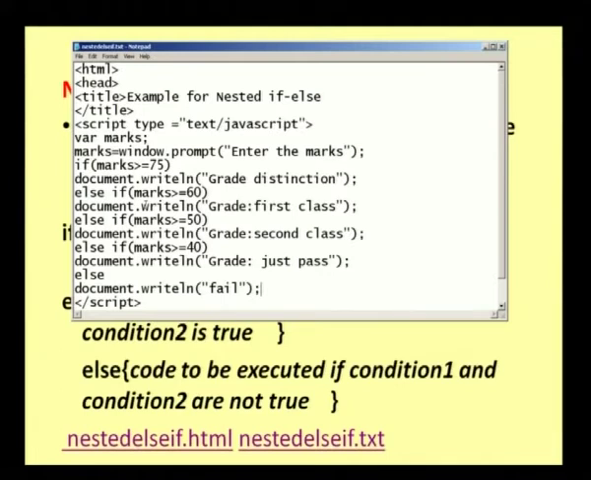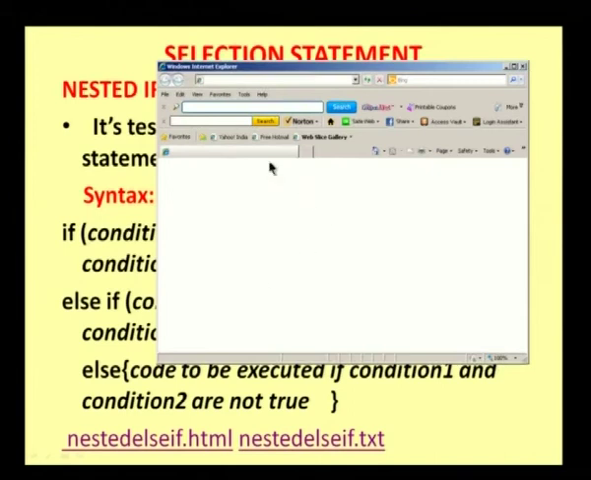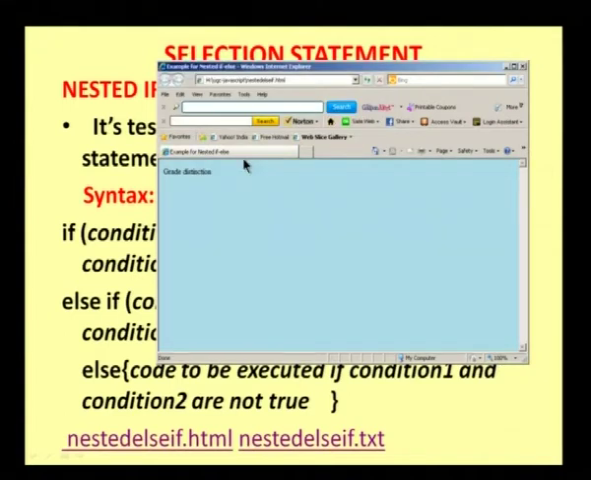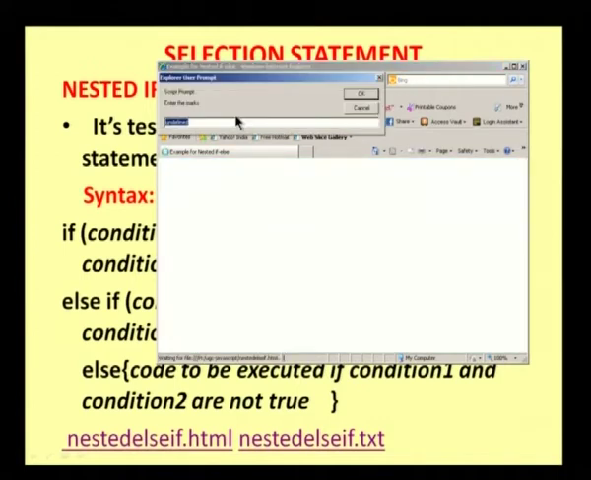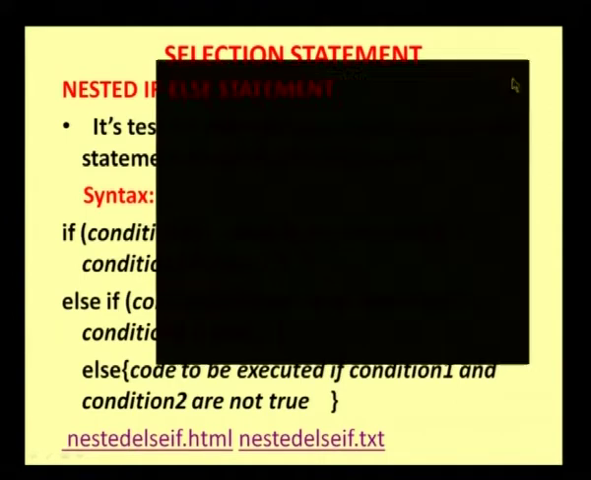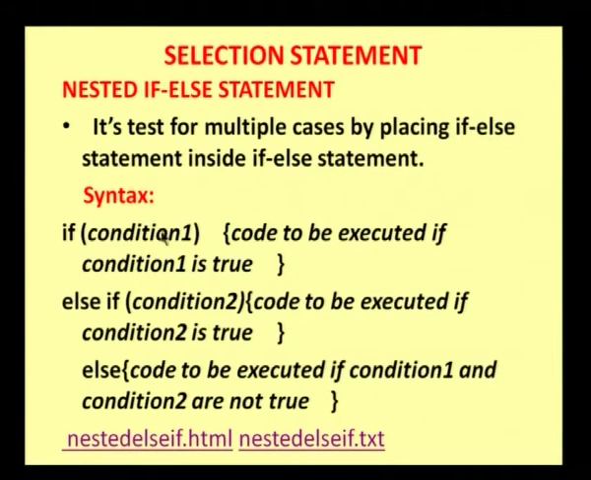Let us execute this program for understanding nested if else. We have to enter the marks of a student. If I enter 75, it will print grade as distinction. Next, if I enter the value as 50, it will print the corresponding class as second class. So if we want to check multiple conditions at a time, we can use this nested if else. So this is the nested if else conditions and its execution.